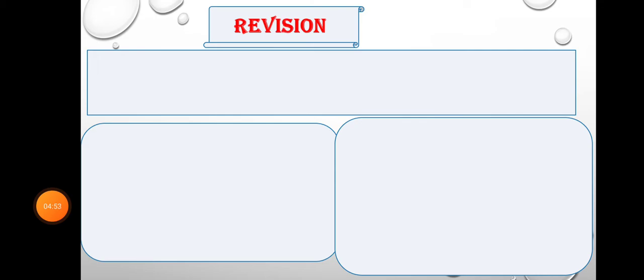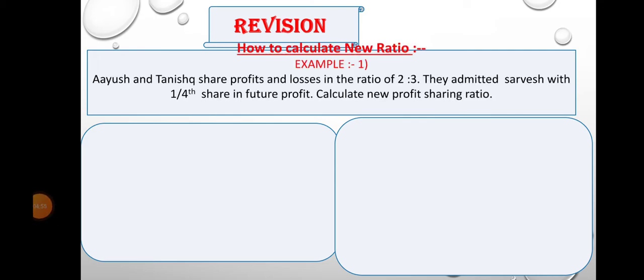Next, revision of how to calculate new ratio. Example first. Ayush and Tanish share profits and losses in the ratio of 2:3. They admitted Sarvesh with a 1/4 share in future profit. Calculate the new profit sharing ratio. Ayush and Tanish are the old partners and the new partner's name is Sarvesh. Ayush and Tanish's ratio is 2:3 and Sarvesh's future share is 1/4.